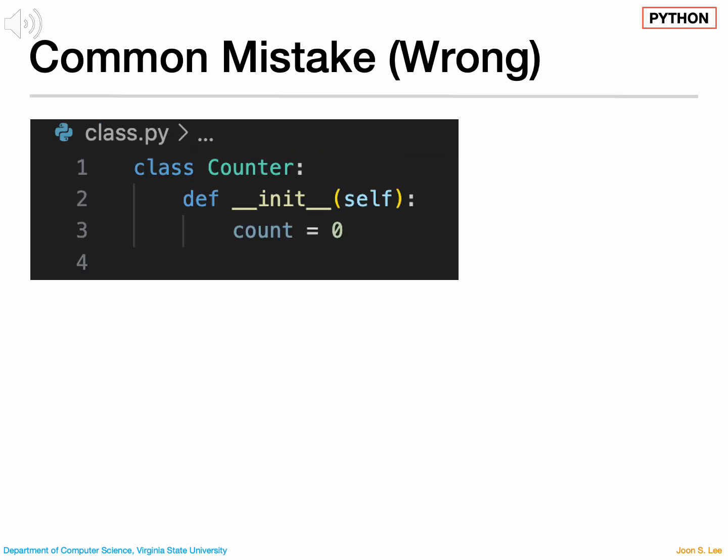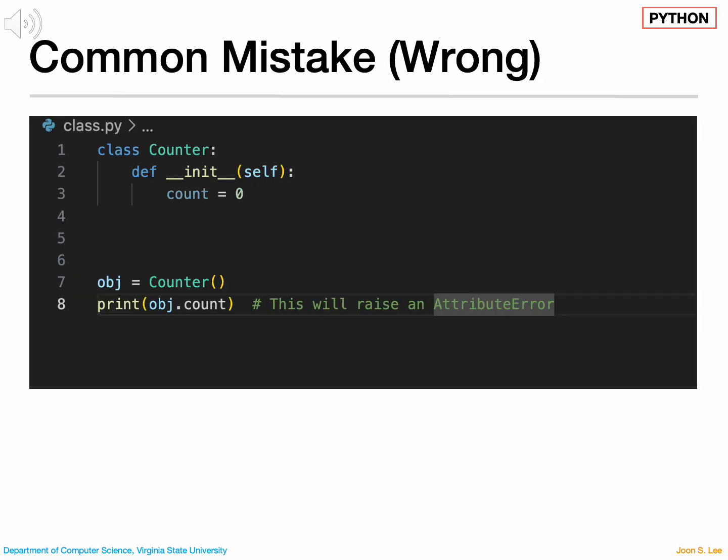Now let's look at a very common mistake when writing classes in Python. At first glance, this code might look reasonable. We define a Counter class, and inside the constructor, we set count = 0. But this code is wrong. The problem is that count is just a local variable inside the __init__ method. As soon as the constructor finishes running, the variable count disappears. That means the object does not actually have a count attribute.